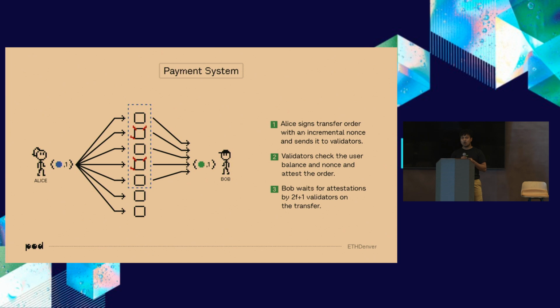And then what validators do is they check if the nonce is correct, is the expected nonce for Alice, check if Alice has sufficient balance, and then just sign an acknowledgement saying, this is a correct transfer order. That's it. Once Bob receives sufficient acknowledgements from these validators, Bob can consider this transaction finalized. So in our case, we want at least 2/3 of the validators to acknowledge that the transfer order is successful. In our example with 7 validators, we want 5 of them.